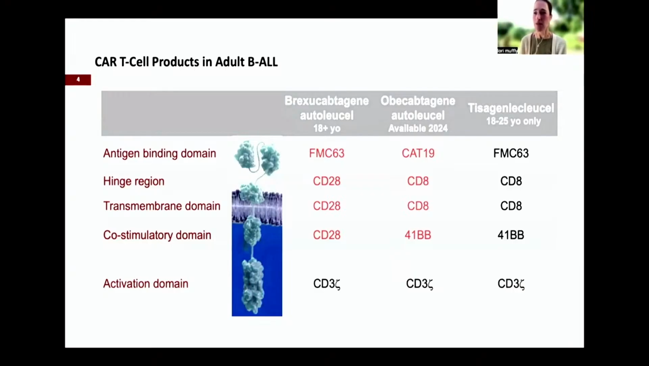Each of these 3 CARs binds to CD19, but FMC63, which is used most commonly in commercial CD19 CARs, is what is used in brexucel and tis-cel, whereas obe-cel has a unique CAT fast-off binder. This is a proprietary binder that differs from FMC63, and we will review this in a few slides.